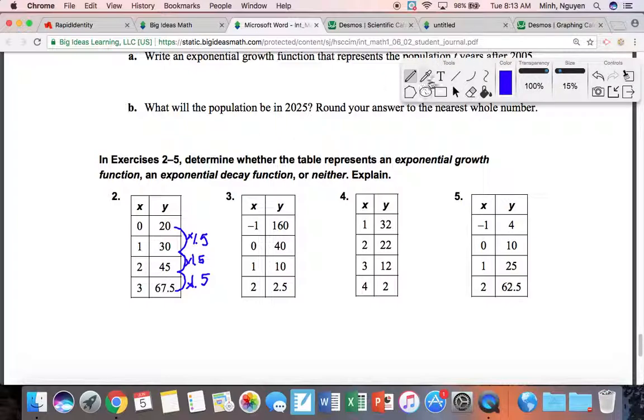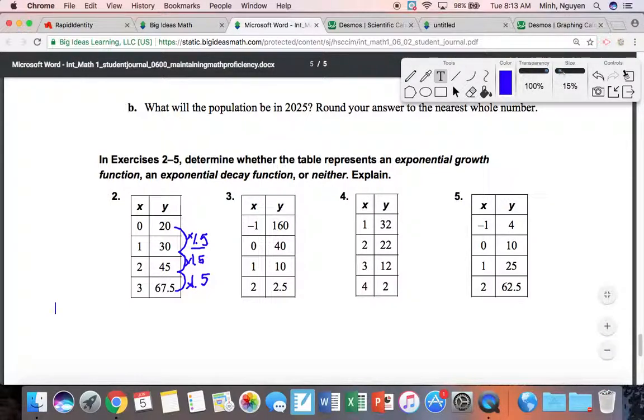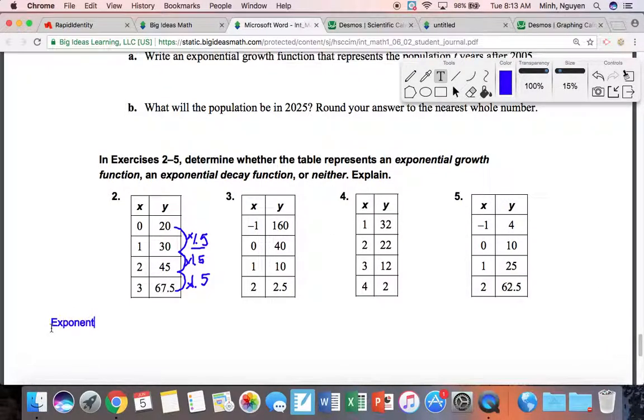We're multiplying by a number greater than 1. 1.5 is greater than 1. So that's exponential growth.